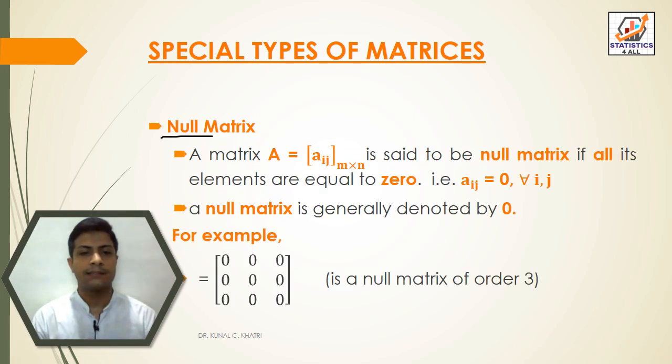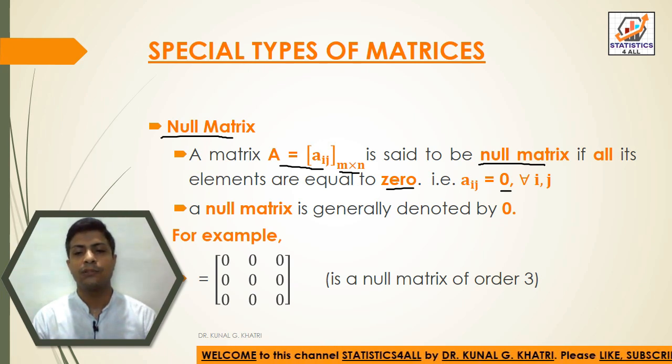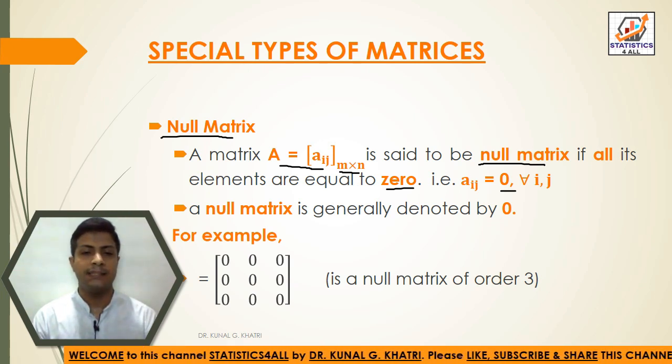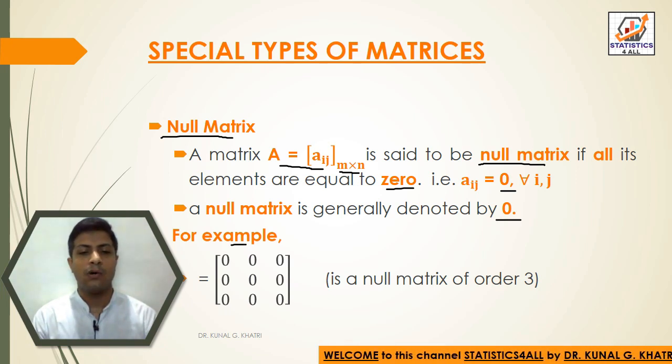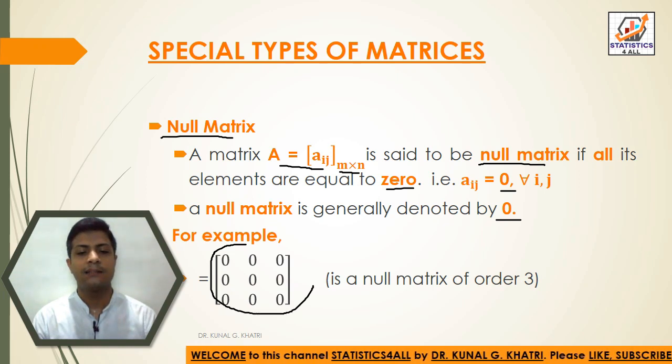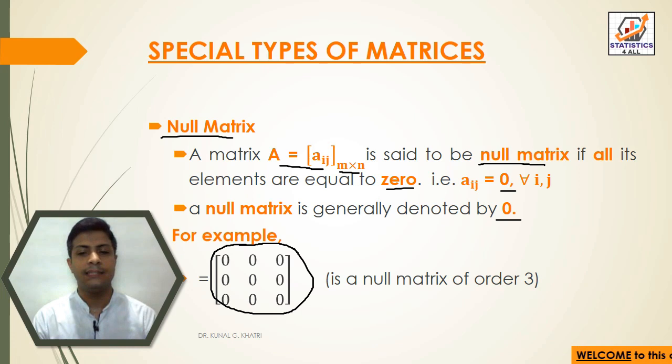Null matrix. A matrix A is equal to Aij, that is m into n, is said to be a null matrix if all its elements are equal to 0, that is Aij is equal to 0 for all i, j. A null matrix is denoted by 0. For example, here we can see that all the elements are 0. It is a null matrix of order 3.